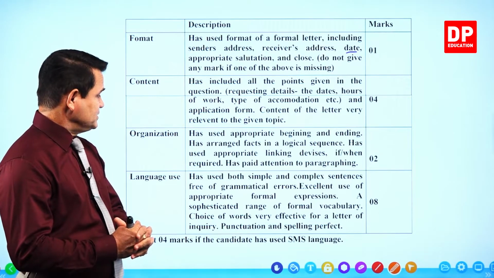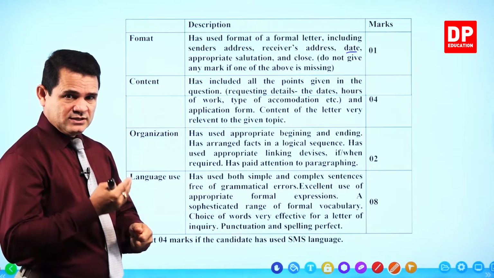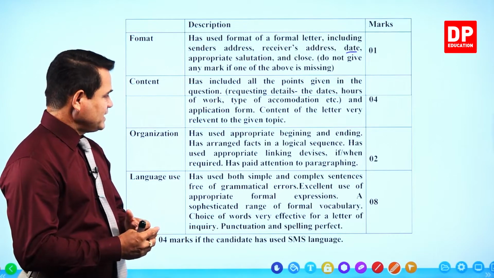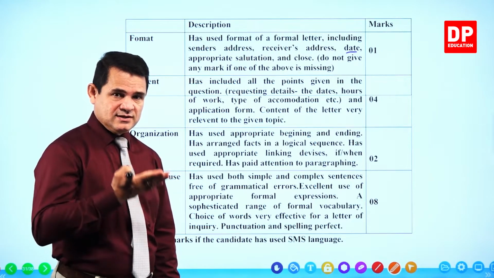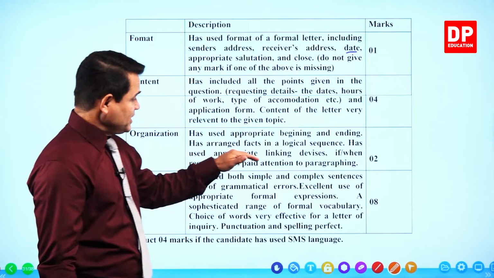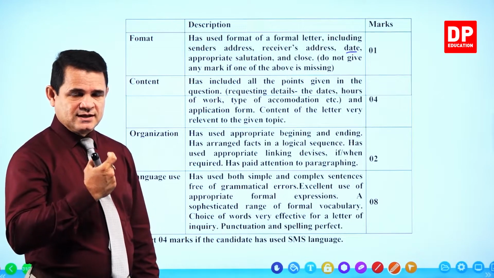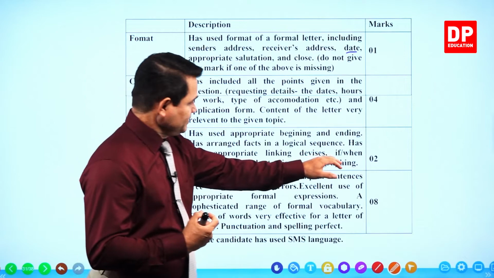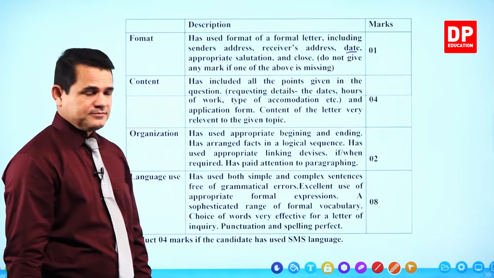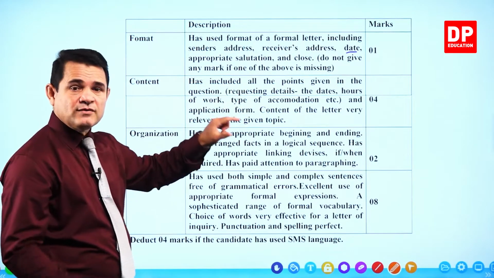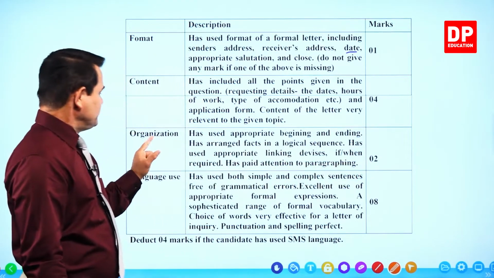Next, for organization, has used appropriate beginning and ending. Good start and ending should be there. හොඳ ආරම්භයක් සහ අවසානයක්. And has arranged facts in a logical sequence. කරුණු logical sequence. හරි. පිළිවෙලකට තාර්කිකව ඉදිරිපත් වෙලා තියෙන්න ඕනේ. Has used appropriate linking devices. Linking devices use කරලා තියෙන්න ඕනේ. අදහස් සම්බන්ධ කරන වචන. මේ වගේ if, when required. Has paid attention to paragraphing. And also should not have written everything in one paragraph. ඔක්කොම එක ඡේද නෙමෙයි. ඡේද වෙන් කිරීමකුත් කරලා තියෙන්න ඕනේ. එහෙමනම් you get 2 marks for organization.